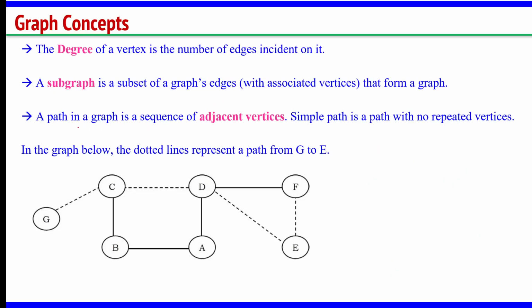So a path in a graph is a sequence of adjacent vertices. See here there is a path from G to C, C to D, D to E. So to have a path from G to E, these are all the adjacent vertices from G to E. G to C because this is adjacent to G, then to D, these two are adjacent, then to E, then to F. Like this I can have the path. A path in a graph is a sequence of adjacent vertices.